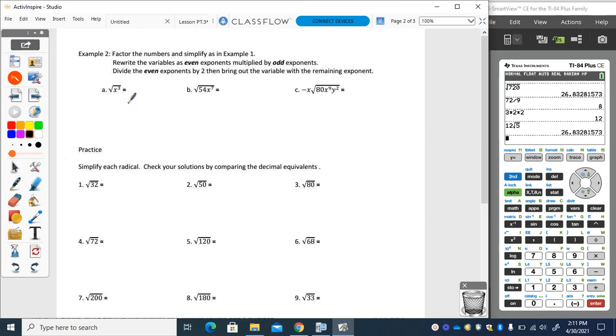So let's look at this first one, x cubed. Is there any numbers that we can simplify like we did in example 1? No, so let's keep going. So now it means we have x. So that means we have the square root. And we're going to do this second part. Rewrite the variables as even exponents multiplied by odd exponents.